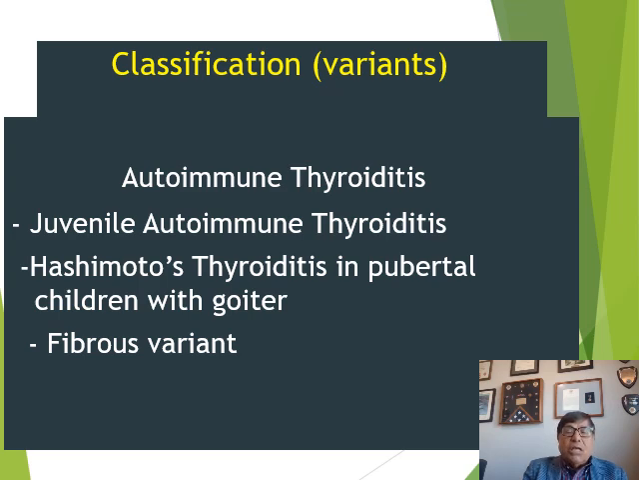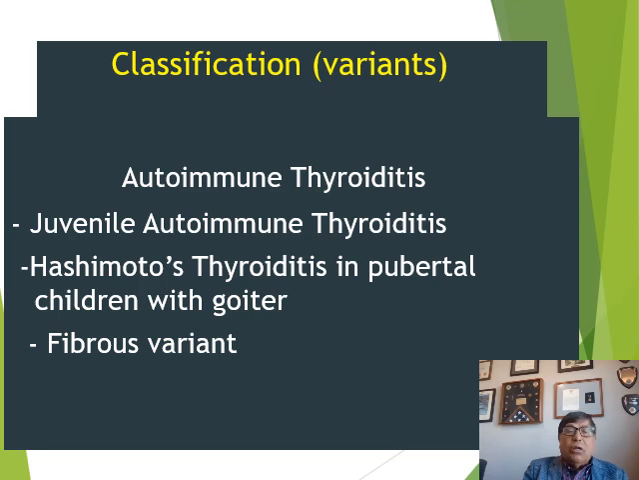I will urge you to look at case study 1. That is the first case study of this series, or the first lecture of this series, and the first one is juvenile autoimmune thyroiditis. There I have explained this condition in a little bit more detail. Then after that comes Hashimoto's thyroiditis.